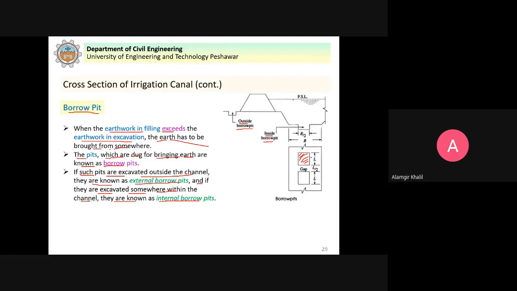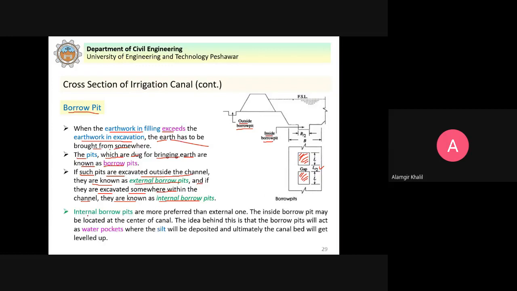And you can see here that these pits have this spacing L by 2. Then again at the center of the bed of the canal, another pit. So these are internal borrow pits. Internal borrow pits are more preferred than external ones. The inside borrow pit may be located at the center of the canal.